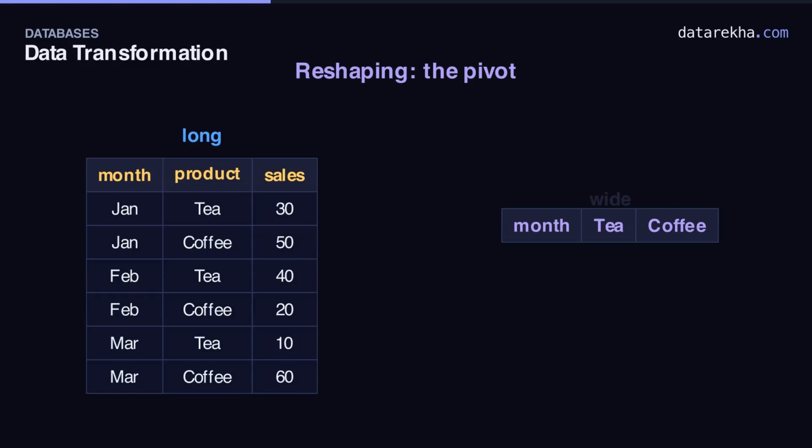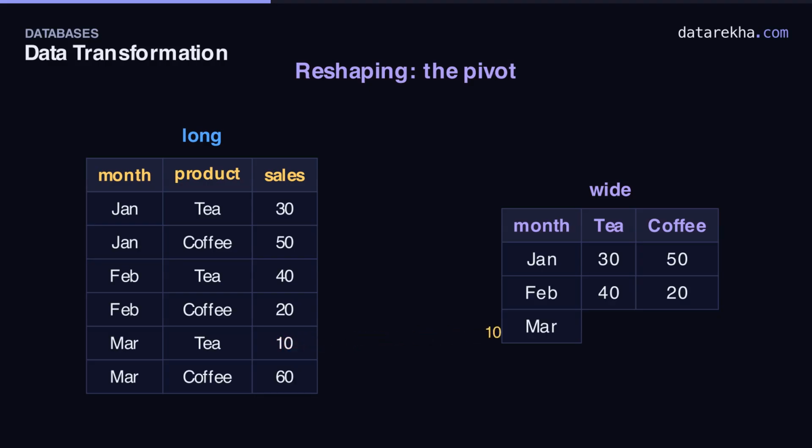Watch it happen. Month becomes the row label. The two products, tea and coffee, become the two new columns. And each sales number flies to the cell where its month and its product meet. 30 is Jan tea, top left. 50 is Jan coffee, beside it. 40 and 20 are Febs too. 10 and 60 are Marches.